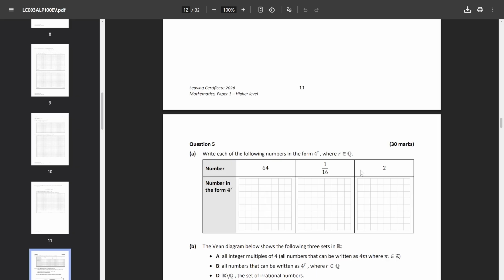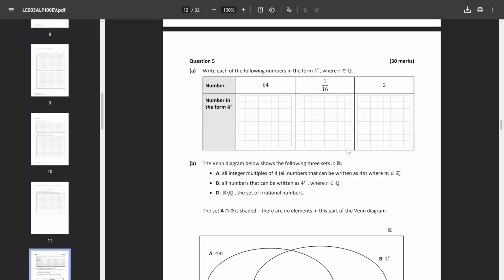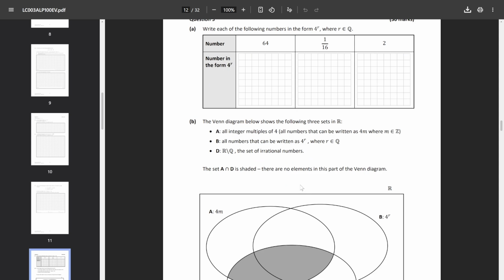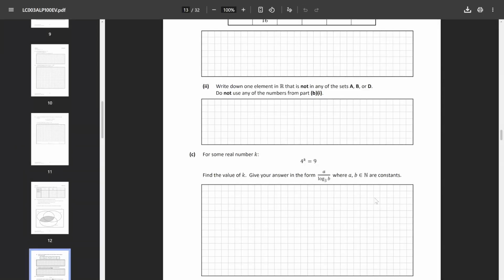Question 5, again, seemingly a Junior Cert-esque question. I mean, maybe apart from the first one, but it definitely led into a bit of a weird part B. And then part C was probably the easiest exponential equations question of all time.